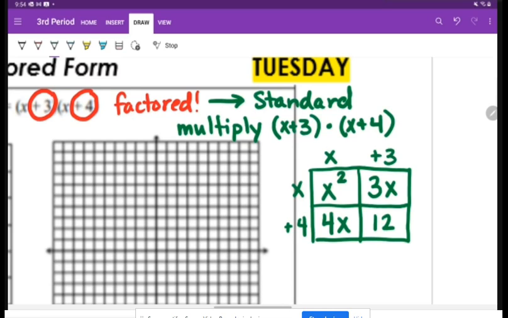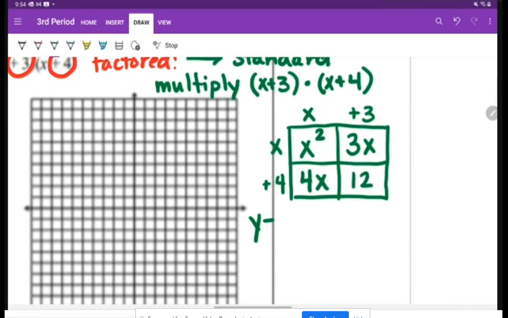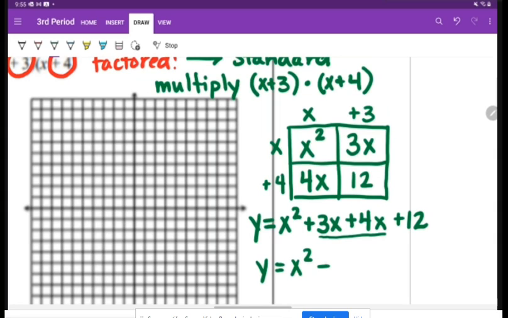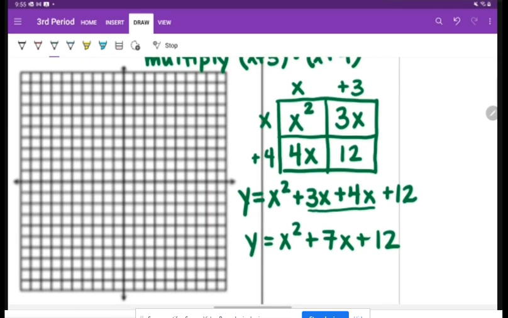So we have to write this in standard form, which means we take these 4 pieces and we write y equals x squared plus 3x because it's positive, plus 4x because it's positive, and plus 12, again, because it's positive. And if any of your terms are like terms, you have to combine those together. So we have a 3x and a 4x. Those are like terms. We will add those together and get 7x. So this is our standard form.